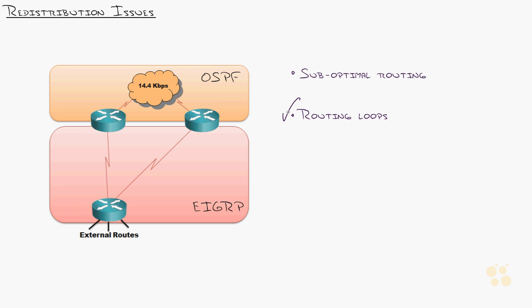Essentially, routing loops is where you redistribute into the system, and you redistribute and redistribute, and you end up having networks that go round and round. Essentially, this guy's like, oh, you're the best. Oh, no, you're the best.